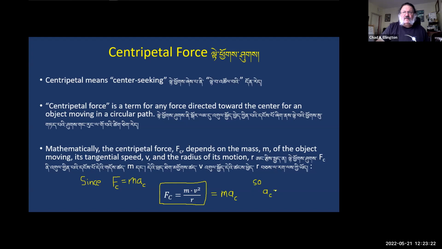So centripetal acceleration is that other term inside that equation that is equal to v squared over r.